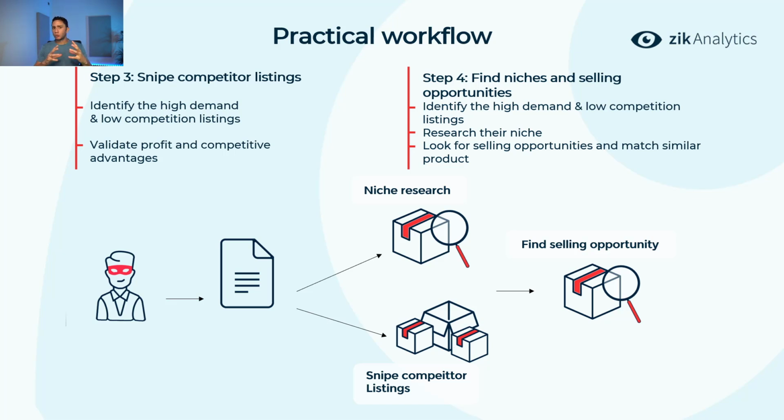I know that I want to list 10 products per day. I know that I can easily find 5 to 7 products from sniping competitors. So I find 5 to 7 products, and then I spend another 1 hour to find 2-3 products from niche research and the similar product method.